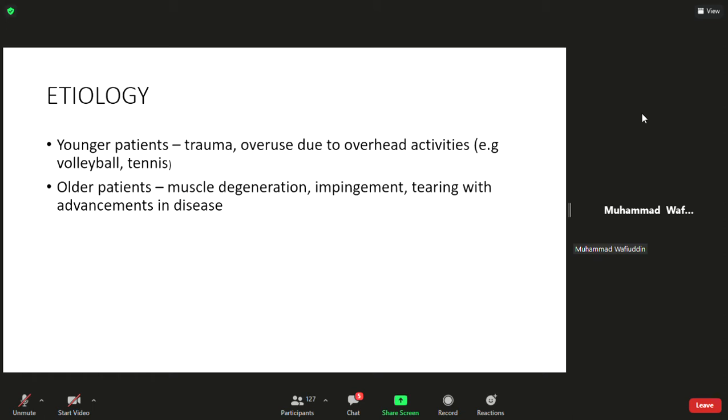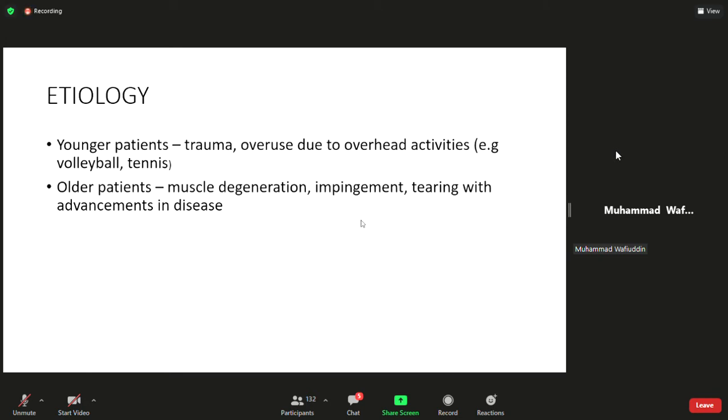The etiology is different for younger patients and older patients. For younger patients, usually it's because of trauma or overuse due to overhead activities such as playing badminton, volleyball, tennis, or any throwing activities, right? And for older patients, it's usually due to the muscle becoming weak, all right? The strength is reduced.